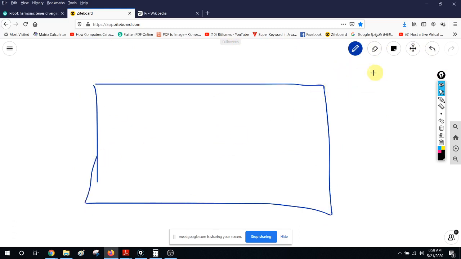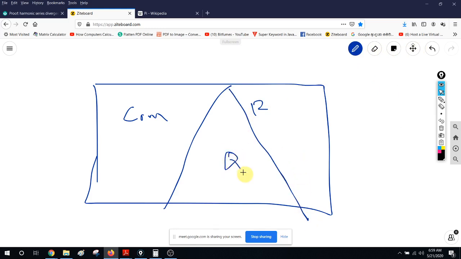So this is numbers. I can subdivide it into 2, right? One is called imaginary numbers, or you can call it complex numbers, and the other one is called real numbers. Real numbers I can subdivide into 2, rational numbers and irrational numbers. So this is real numbers, rational numbers and irrational numbers.